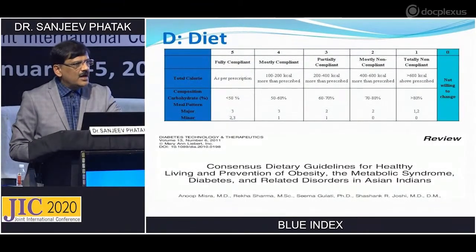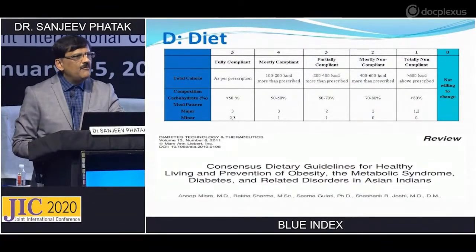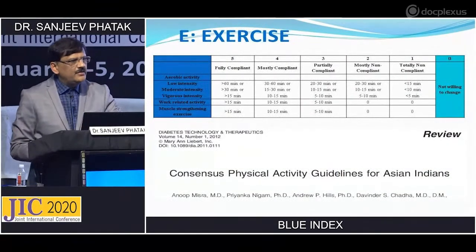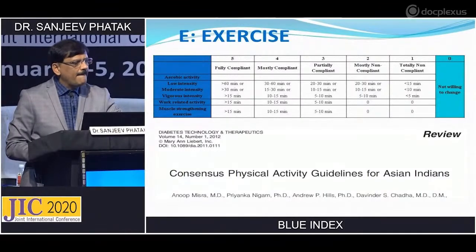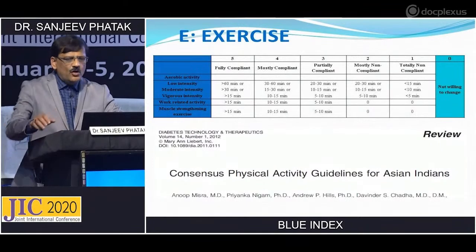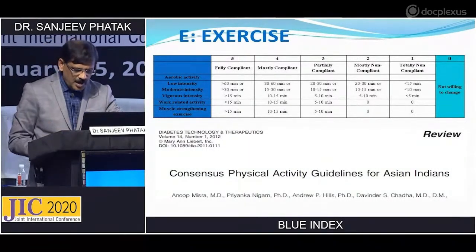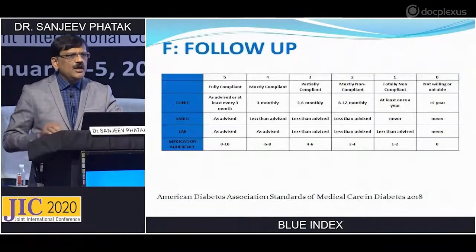In diet, again, 3 components are important: calories, composition, and meal pattern. If everything is okay, if patient is fully compliant, full marks; not compliant, less marks. Exercise, again, aerobic activity, then a work-related activity, and muscle strengthening exercise. All these are given extreme importance, and based upon that, the marking or the scoring is done.